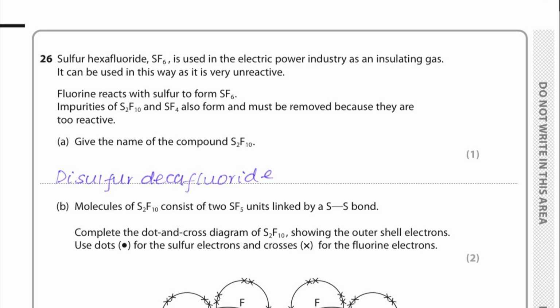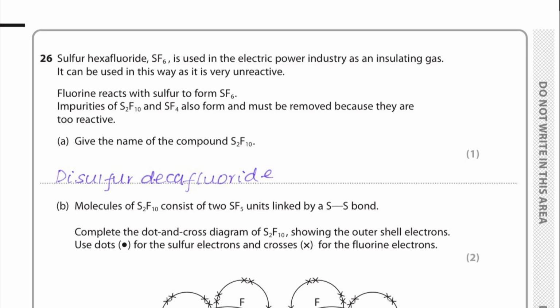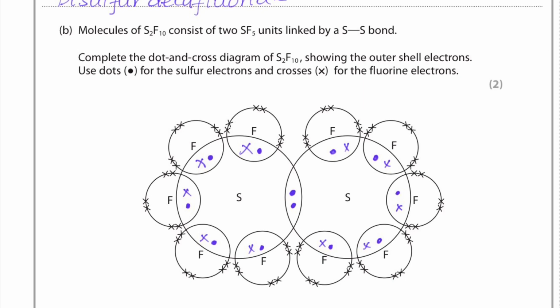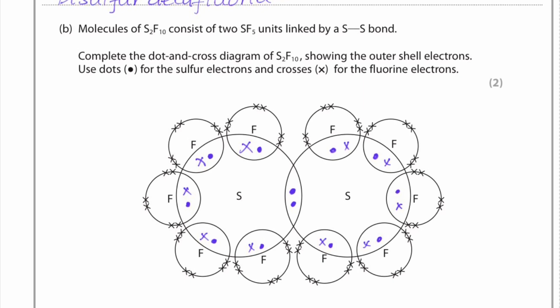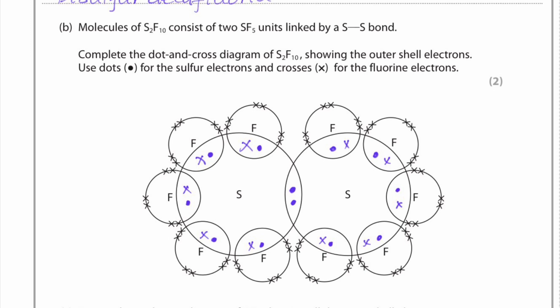In the first part, give the name of the compound S2F10. This is a naming question using molecular prefixes. S2 means there are 2 sulfur atoms, so disulfur. F10 means decafluoride, so we write disulfur decafluoride. Next, molecules of S2F10 consist of 2 SF5 units linked by a sulfur-sulfur bond.